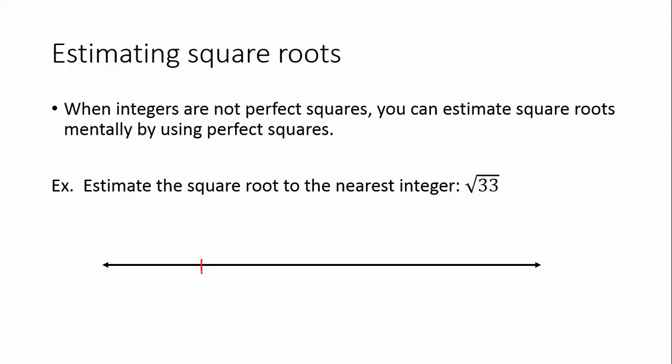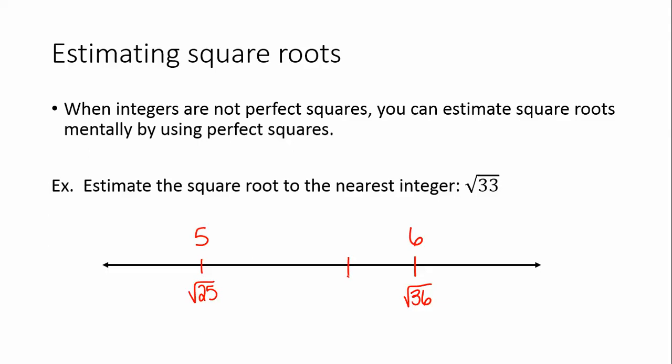And hopefully you're recognizing that 5 times 5 is the square root of 25. That's a perfect square, and the answer is 5. And now we have on the other side of that 6 times 6. Well, that's the square root of 36 would be 6.